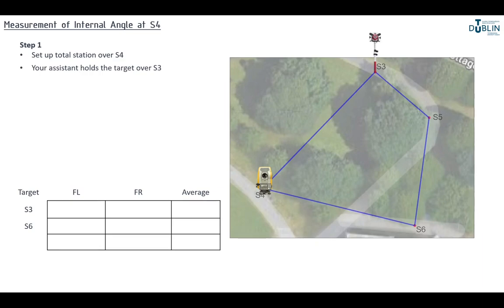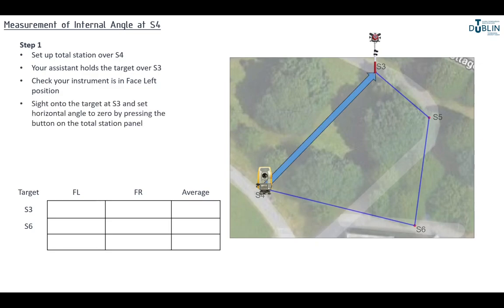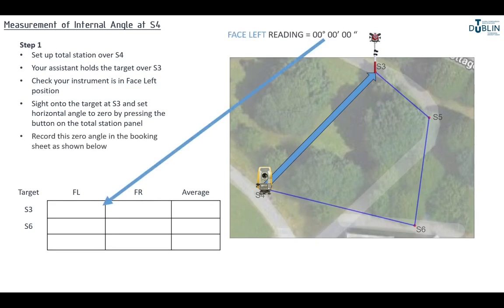So we're going to check your instruments on the face left position. If you're using a Topcon machine, for example, the blue circle or the antenna should be on the left hand side. Sight onto target S3 and set the horizontal angle to 0 by pressing the button on the total station panel. And then record this angle in the booking sheet as shown below. Again, for the first reading, it's coming in as 0 degrees, 0 minutes and 0 seconds, and we book it in this location here as shown on screen.